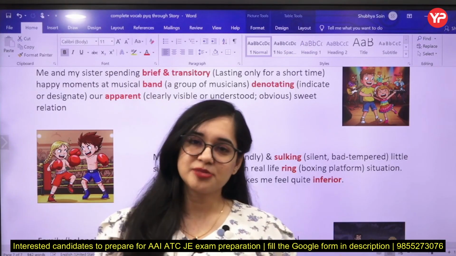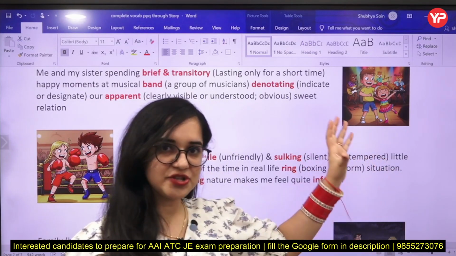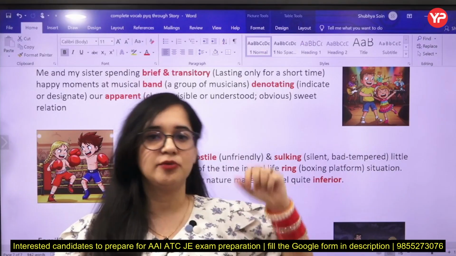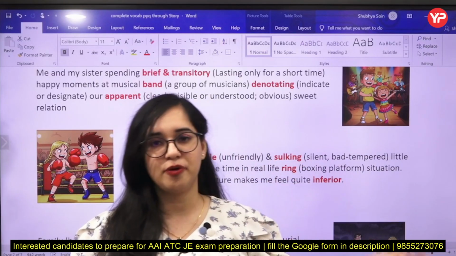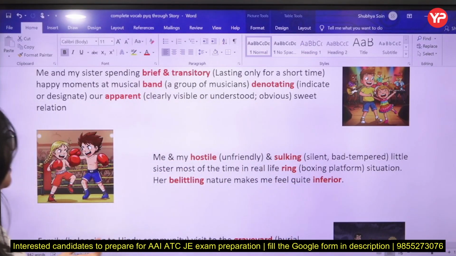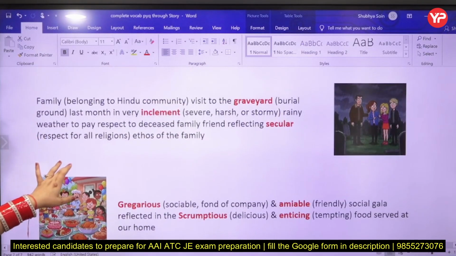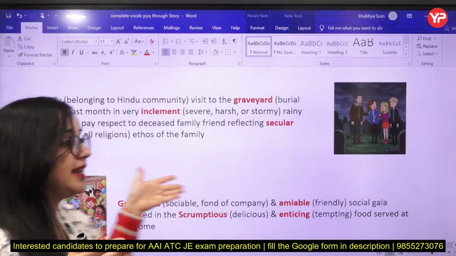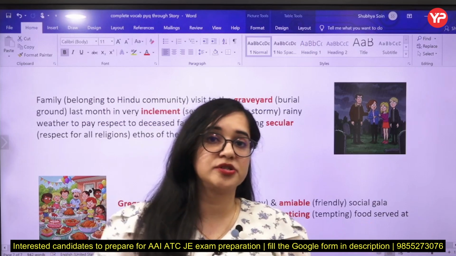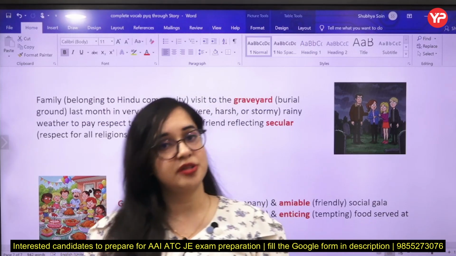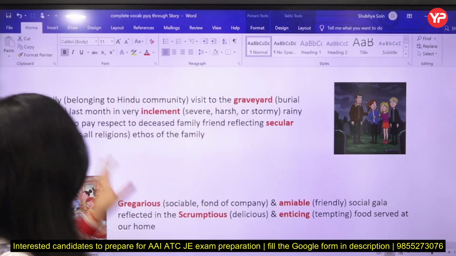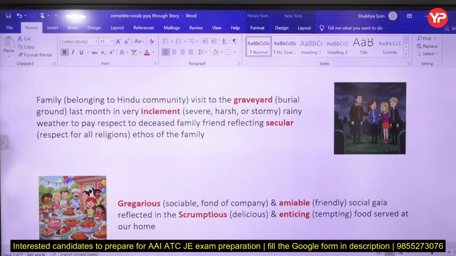So there are two moments with your sister. One is a happy moment, transitory, short time. Then yes, you went to a band, that is a group of musicians, and there you enjoyed that time. And then is the unfriendly nature. Family visit to graveyard. Now there are the moments which are a collaboration of the family where all 4 members go. So sometimes there are good times, also the bad times. So yeah, the family belongs to a Hindu tradition community. They visit the graveyard, that is the burial ground.